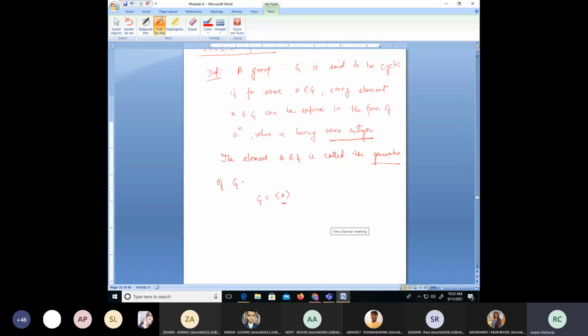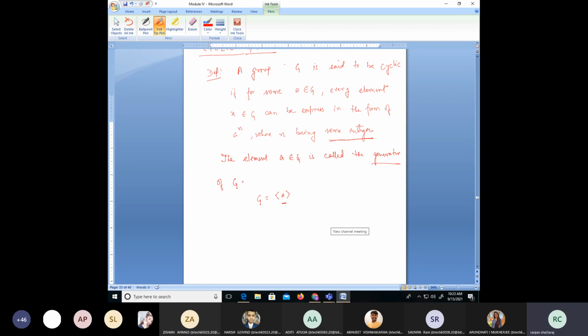If it is possible, then G is said to be cyclic. It is not valid for all groups. It is a special type of group where any element of that group can be expressed as powers of one of the elements. Later I will give you examples where we have more than one generator of a group.